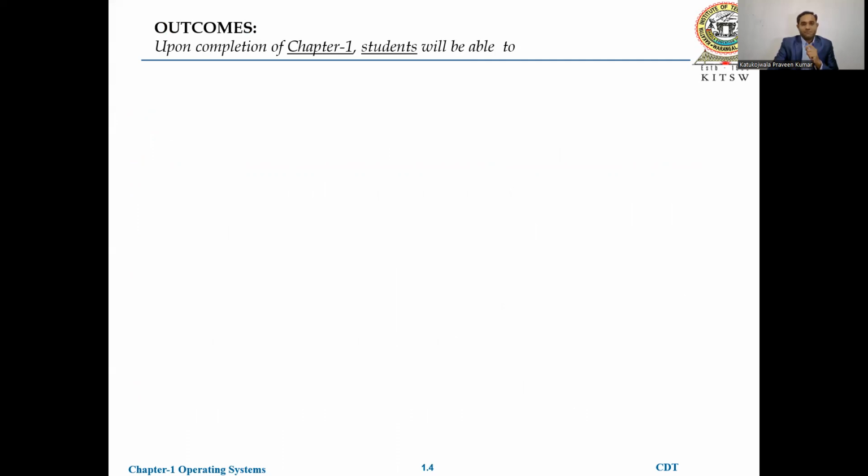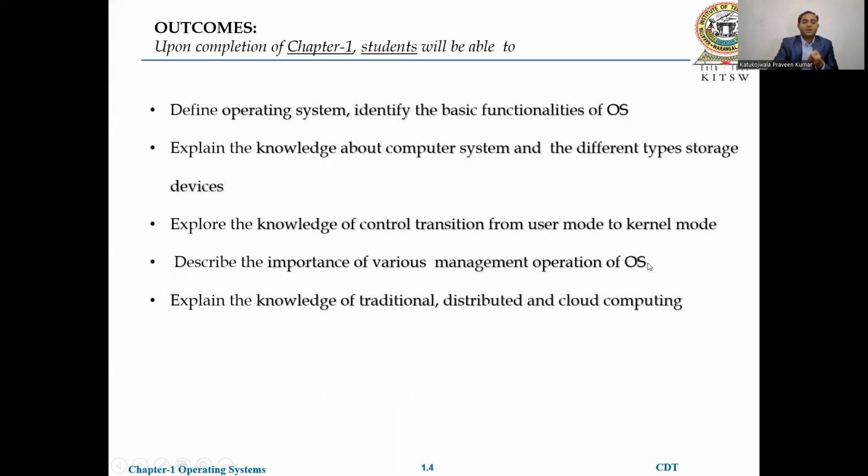Upon completion of this chapter, you will be able to define operating system, identify the basic functionality of operating system, and explain the knowledge about computer system and different types of storage devices. You are also able to explore the control transition from user mode to kernel mode, describe the importance of various management operations of operating system, and explain traditional, distributed, and cloud computing environments.